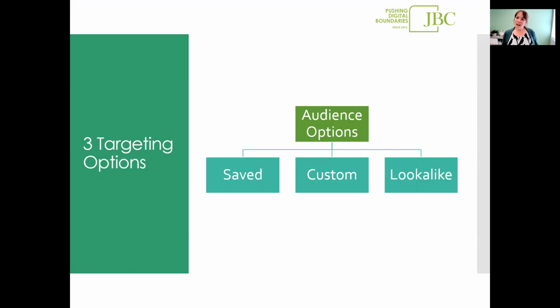Within Meta Ads Manager, there are 3 main targeting options. There's what's called saved, which is kind of a strange word, I have to admit. There is custom, and there is lookalike. We're going to talk about these in depth today. Oftentimes I find when people have done Facebook ads or Instagram ads in the past, they're only aware of the saved audiences. I'll explain that as we get to that point.